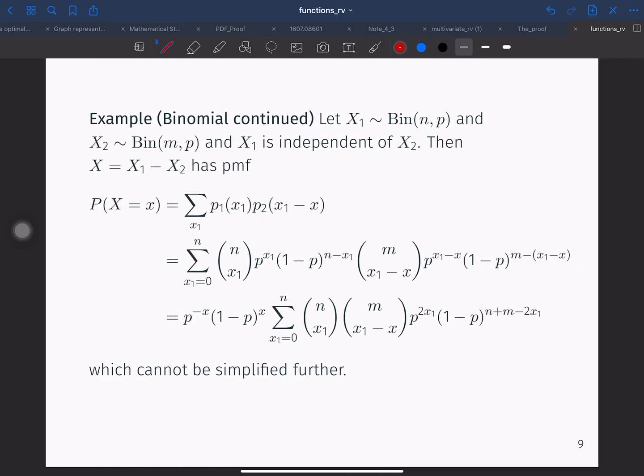So let's do another example. I see that X1 plus X2 is binomial. So you may say, what about X1 minus X2?